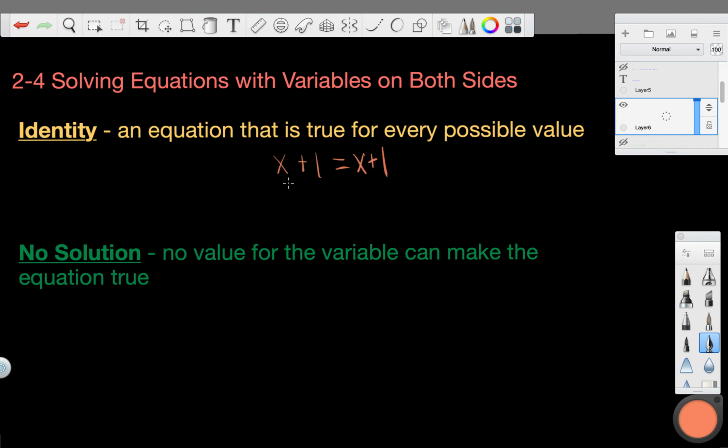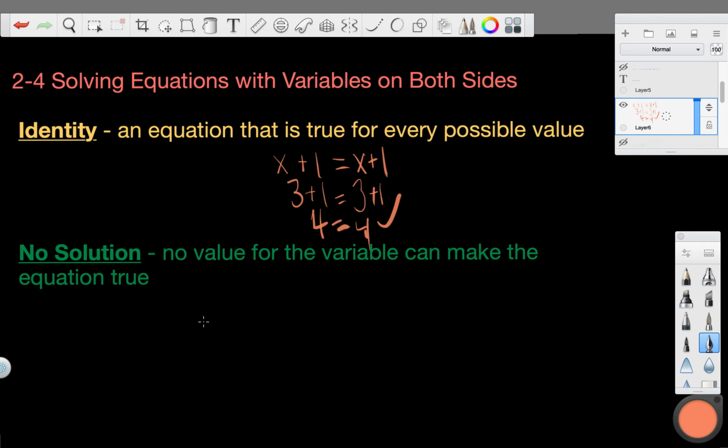So if I put in a 3 for x, I get 3 plus 1 equals 3 plus 1, which means 4 equals 4. Which means that any single thing I plug in, I'm going to get the same thing on both sides. If I plug in 100 for x, I get 100 plus 1, which is 101, equals 100 plus 1, which is 101. Meaning that there are infinitely many solutions that satisfy this equation, where it's still true no matter what.